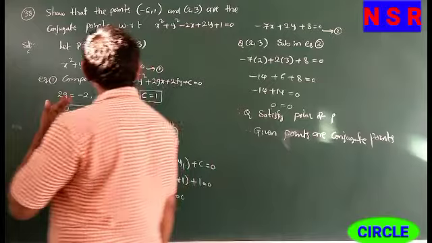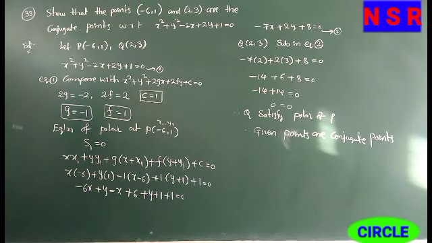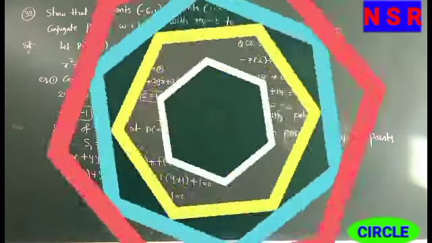So here, given 2 points and a circle equation, we have to show that the given points are conjugate points. Using any point, first find the equation of the polar. After getting the polar equation, substitute the remaining point in that polar equation. If we get the value 0, then the given points are conjugate points.